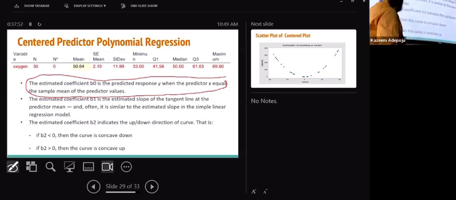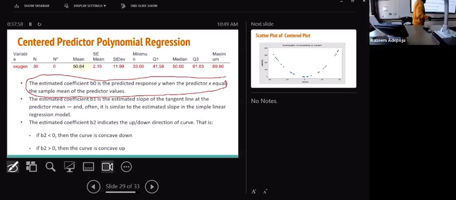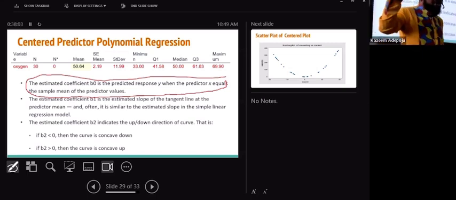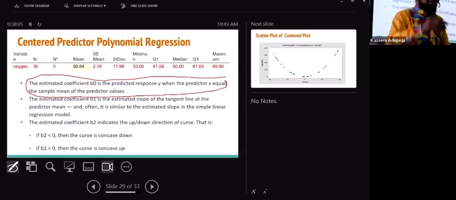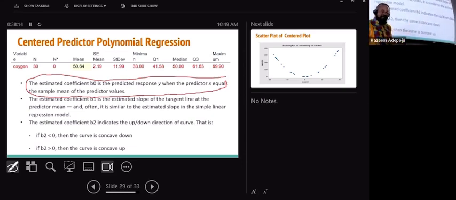How do we interpret beta one? Of course, beta one will be interpreted the same way, similar to simple linear regression. But how do we interpret beta 2? Don't forget, I told you the other time, beta 2 corresponds to the highest degree, which will indicate the direction. When it is less than 0, the curve is concave down. When it is greater than 0, it's concave up. Does that make sense? Now, I'm going to show you something really quick.